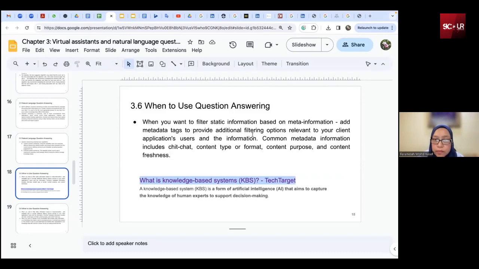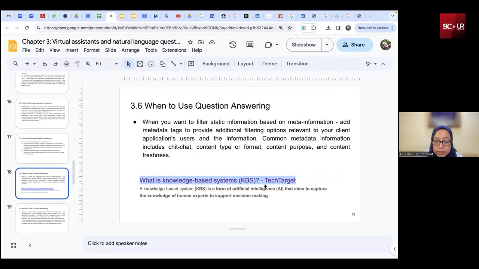So in the NLP, you can filter static information based on the meta information text. Maybe you want to search, for example, below it says knowledge base system query, contract, new service, for example terminate service, maybe service payment, that kind of tag. You can filter by that information: purpose, format, chat, content, freshness.